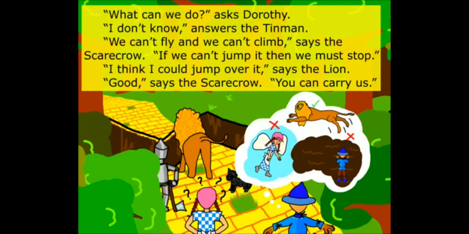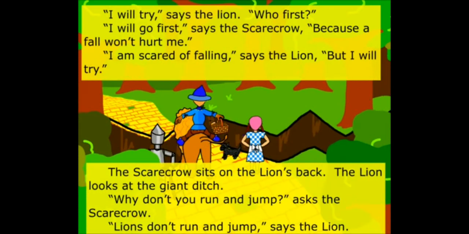"If we can't jump it, then we must stop." "I think I could jump over it," says the Lion. "Good," says the Scarecrow. "You can carry us." So they all are planning to jump, but the only one who can help them is the Lion. So he took a judgment of the distance and decided to carry each of them one by one on his back. "I will try," says the Lion. "Who first?" "I will go first," says the Scarecrow, "because a fall won't hurt me." So the Scarecrow was the first person.